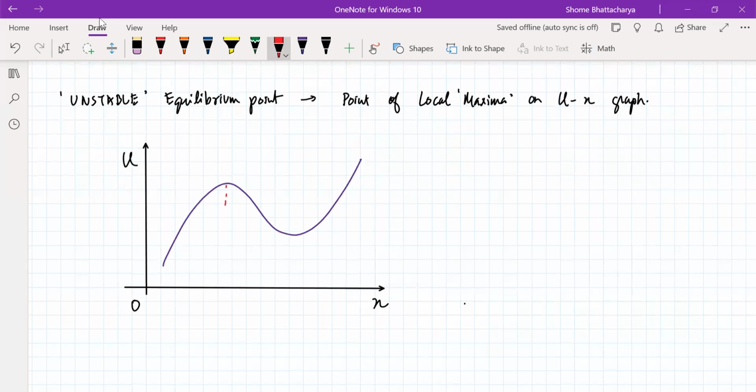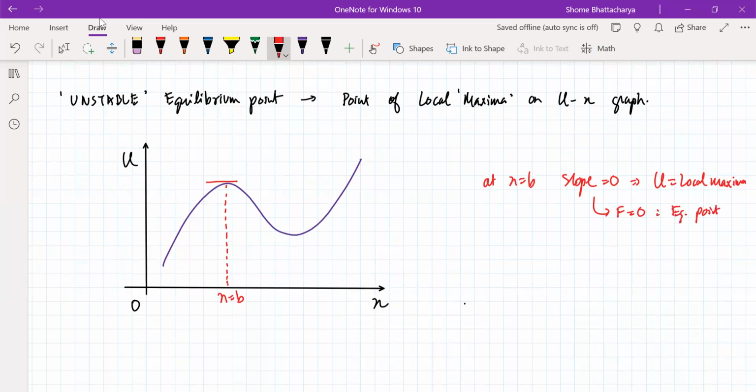Now suppose this is the point exactly where the slope is becoming 0. Let's say that's x equal to b. So at x equal to b, slope is equal to 0 because potential energy has a local maximum. Slope is 0 means force is 0, so obviously it's an equilibrium point. But now more importantly, if I shift to this sort of point, you can see that the slope here is negative. That means the force is positive.